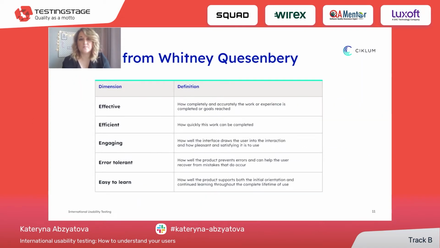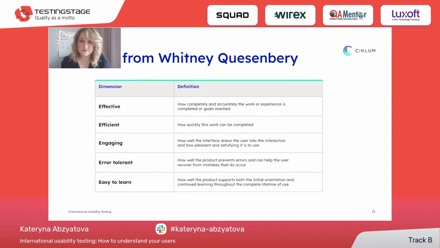And we have one more. It's from a well-known usability consultant who presented easy to remember dimensions of usability, for example, the 5 E's. It's effective, that we can complete our task. It's efficient, how quickly we can do it. It's engaging, how well the interface draws the users into the interaction, and how pleasant. So it's almost the same as satisfaction.